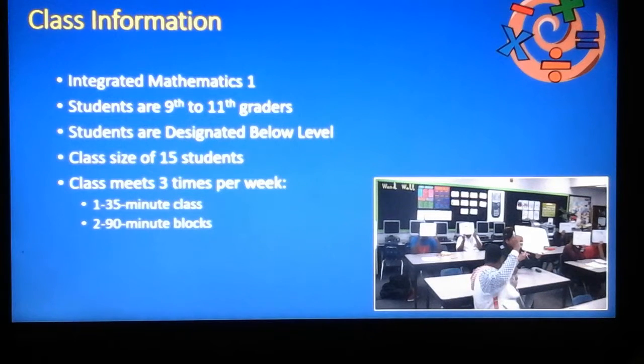The class I taught was an Integrated Mathematics 1 course. The class numbers 15 students. The majority of the students were 9th graders, and all were designated below level. The student schedule is that of a block schedule, and as you see, they meet 3 times a week with 2 classes meeting for a 90-minute block each day.